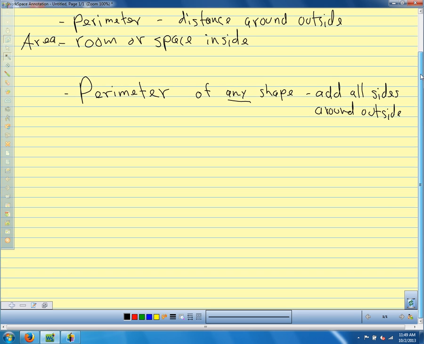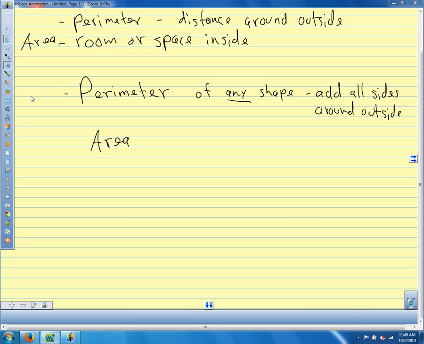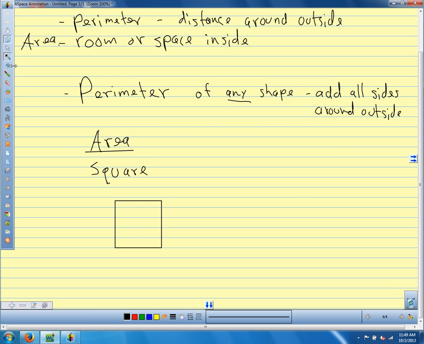Now let's talk about our formulas for area. And these are all formulas that we should hopefully be familiar with. First shape is going to be a square. Let me draw a quick picture of a square here. So there's my square.